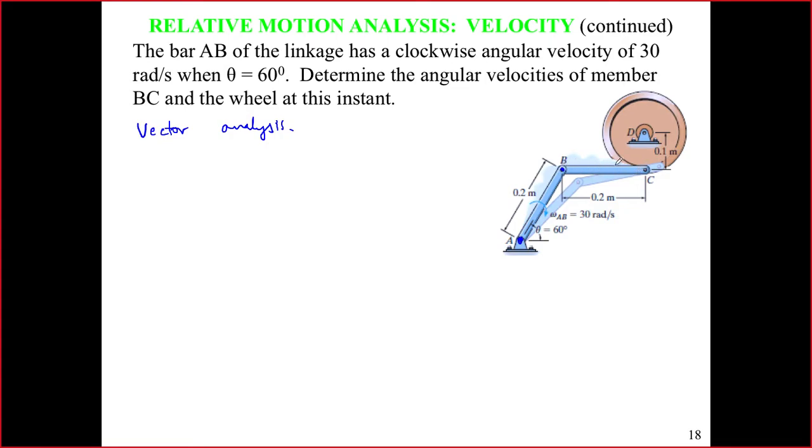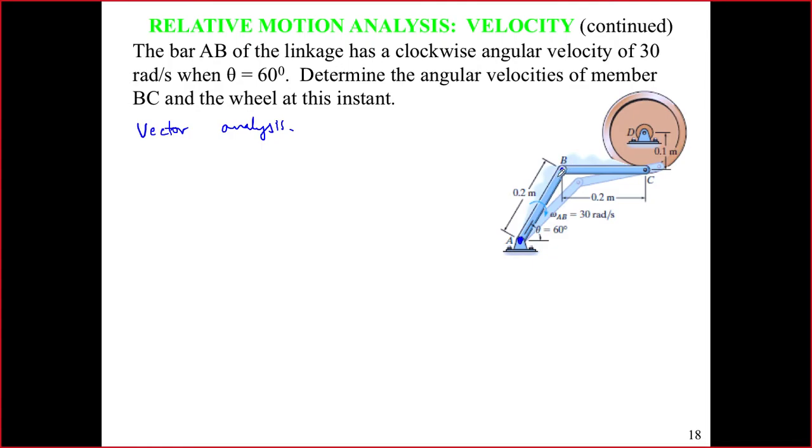Okay, this point on AB and BC is coinciding. It's the same point. So the motion of this point, whether we analyze link AB or link BC, must be coincident. It must be the same.